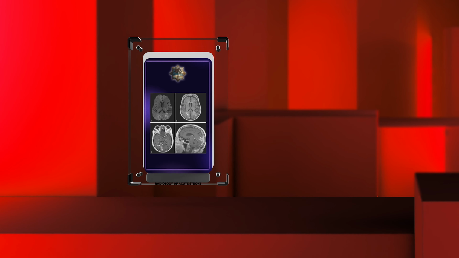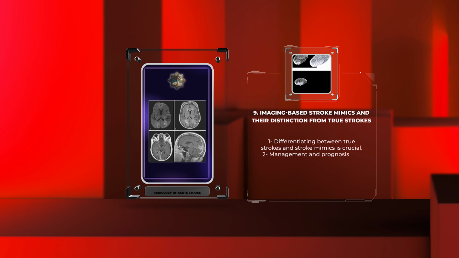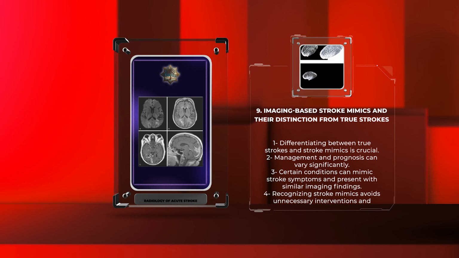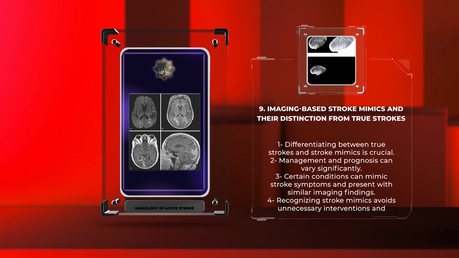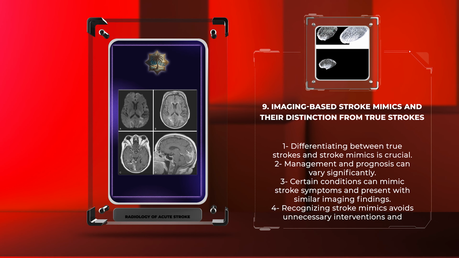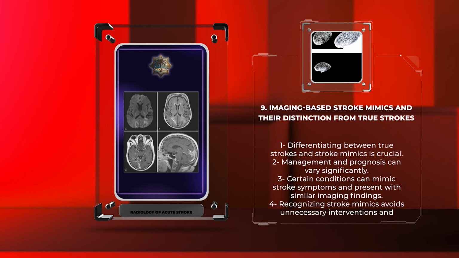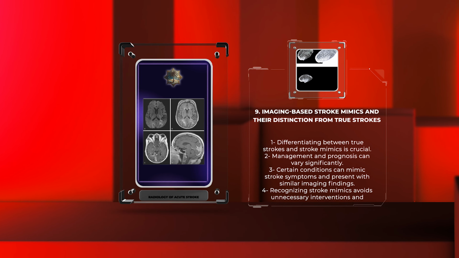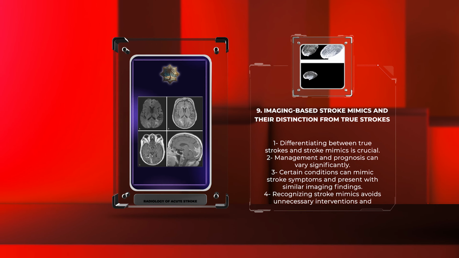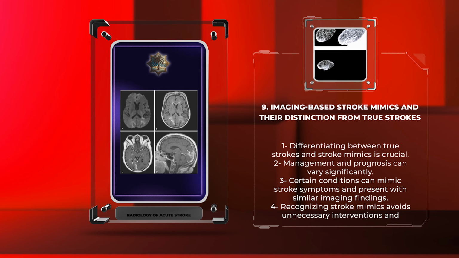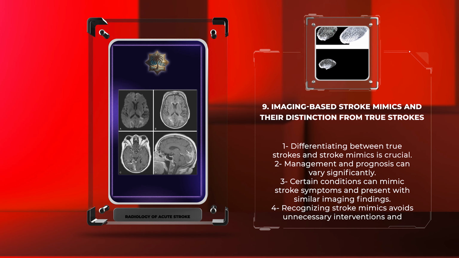In the evaluation of acute stroke patients, it is crucial to differentiate between true strokes and stroke mimics, as the management and prognosis can vary significantly. Certain conditions, such as migraines, seizures, and metabolic disturbances, can mimic stroke symptoms and present with similar imaging findings. Recognizing these stroke mimics and distinguishing them from true strokes is essential to avoid unnecessary interventions and provide appropriate care to the patients. Now, let's move on to our next topic of discussion.